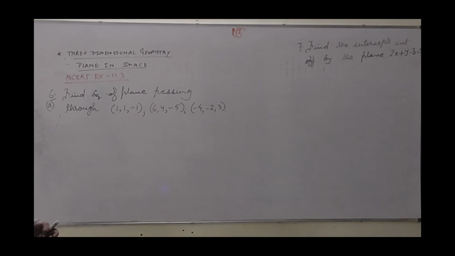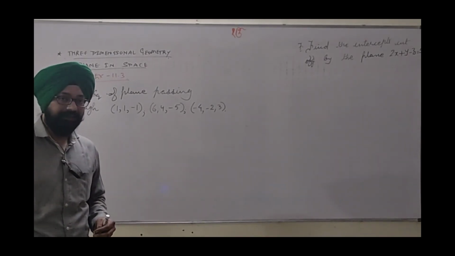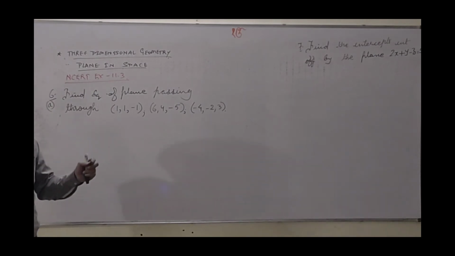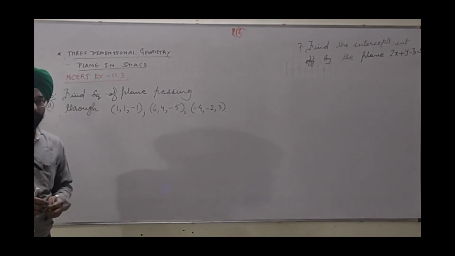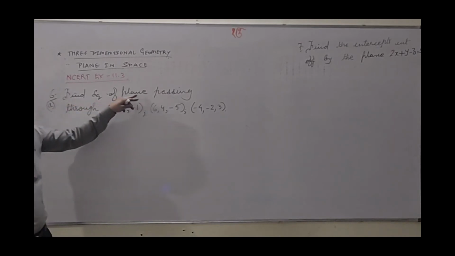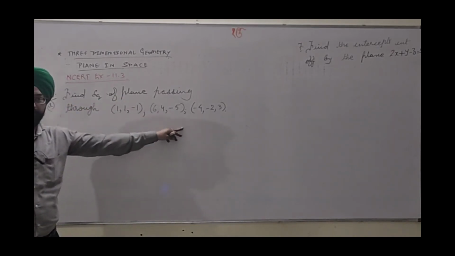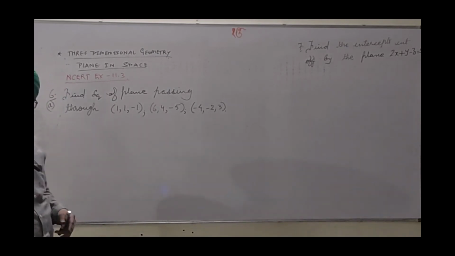As we are moving towards the end of the exercise, I am seeing that all the questions are direct applications of the concepts we have. So this will be a big help to the students. Let's see. I have taken A, the first part of question number 6, where we need to find the equation of the plane passing through 3 points given. This is the third concept, the third form of a plane passing through 3 points.